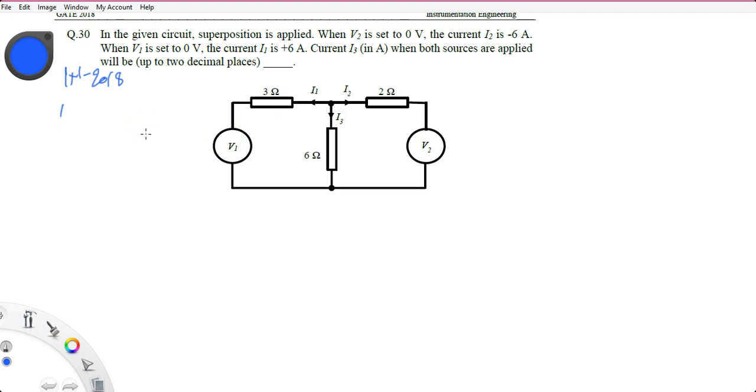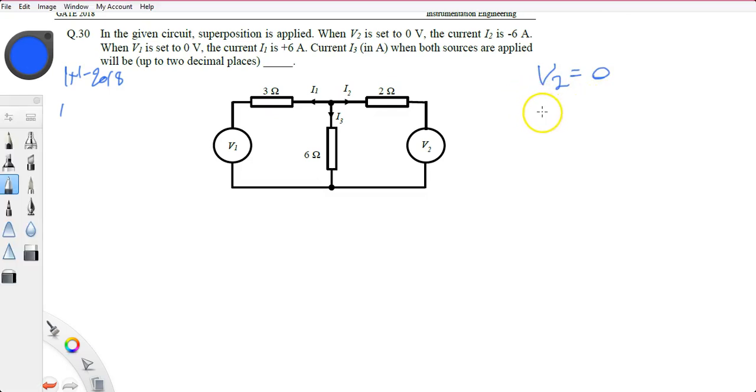These questions appear in the instrumentation branch this year. In the given circuit, superposition is applied. When V2 is set to 0 volt, the current I2 is minus 6 ampere. When V1 is set to 0 volt, the current I1 is plus 6 ampere. Current I3 in ampere when both sources are applied will be: case 1, V2 equal to 0.